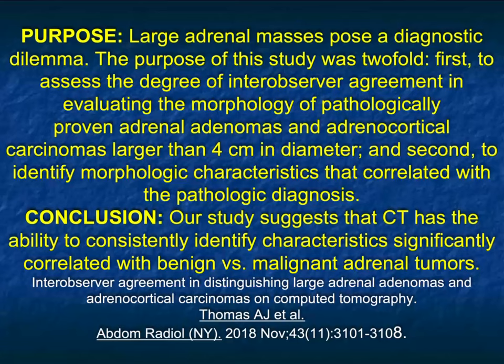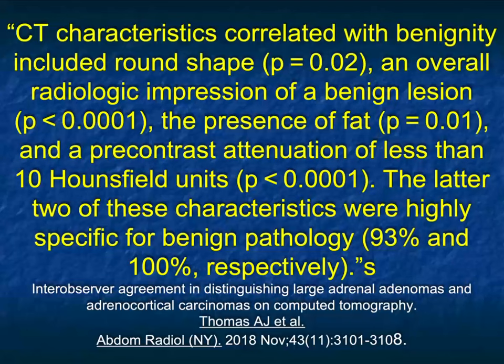But it's not always going to be that easy because many of the adenomas we see that are larger have had prior bleeding, for example. And so it is somewhat of a challenge. And again, CT characteristics with benign lesions included round shape, overall radiology impression of a benign lesion, the presence of fat, and a pre-contrast of less than 10. The latter two of these characteristics were highly specific for benign lesions.